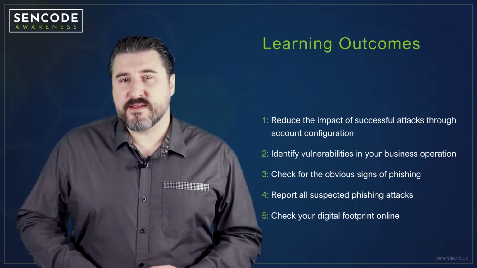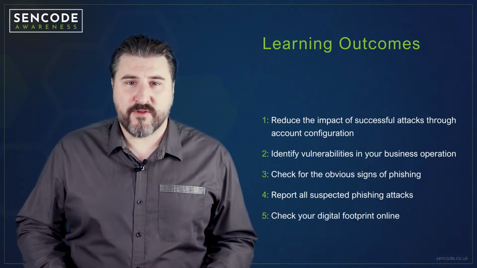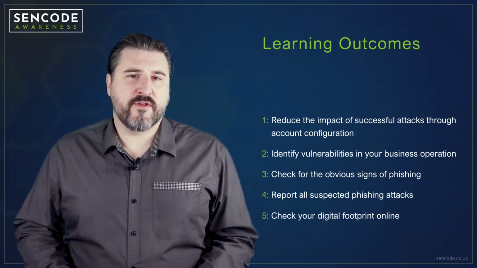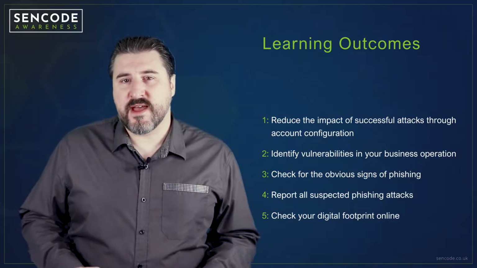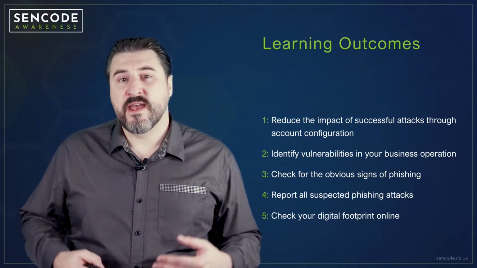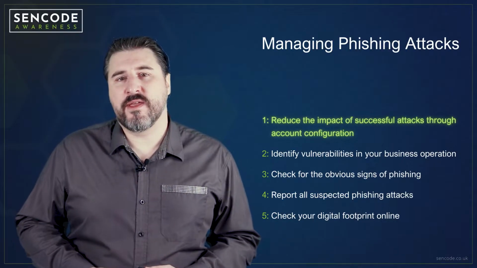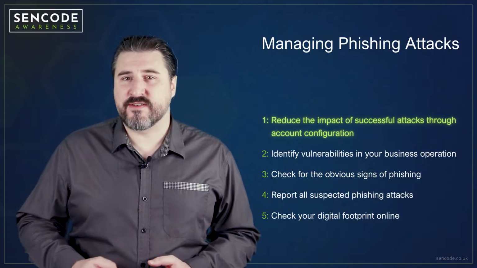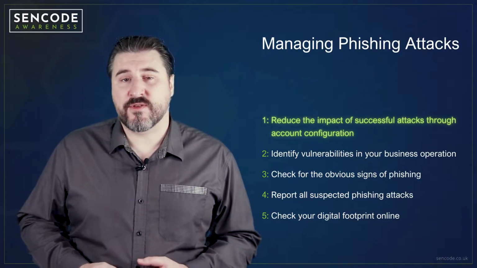The learning outcomes for this lesson are firstly to reduce the impact of a successful attack through account configuration, then identify vulnerabilities in your business operation. Next, we'll cover the obvious signs of phishing and how to report all suspected phishing attacks before looking at how we all leave a digital footprint online. First of all, though, let's look at how you can reduce the impact of any successful phishing attacks made against your organisation by configuring accounts correctly.